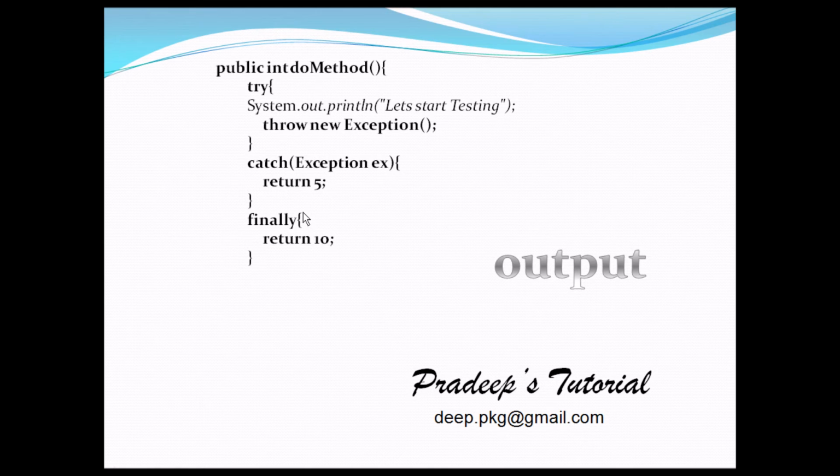There are a few cases where finally will not run, that is System.exit or JVM crashes. So here finally will run, and finally is the only place from where we'll get the return value. It will first print the test message, "let's start testing" with println, and then the return value is 10. I think it is clear now. So finally will always run, and if it contains a return, that return will take over.